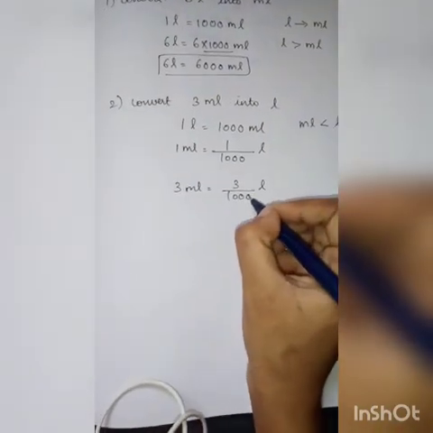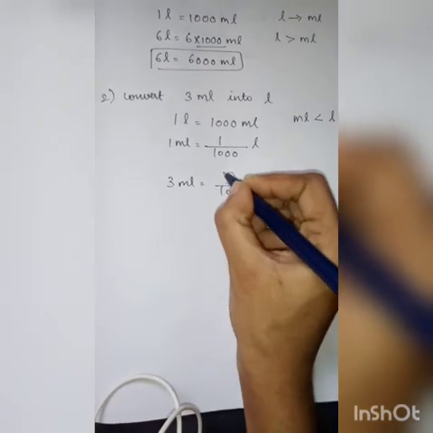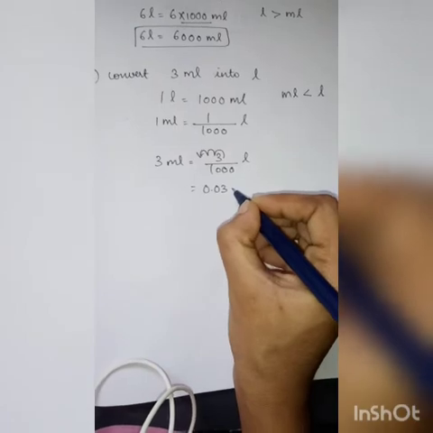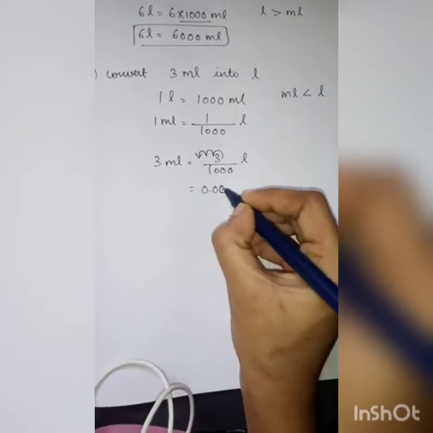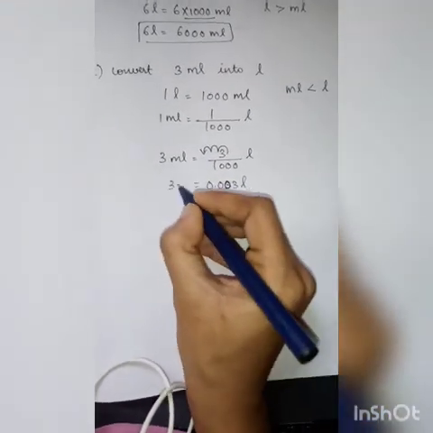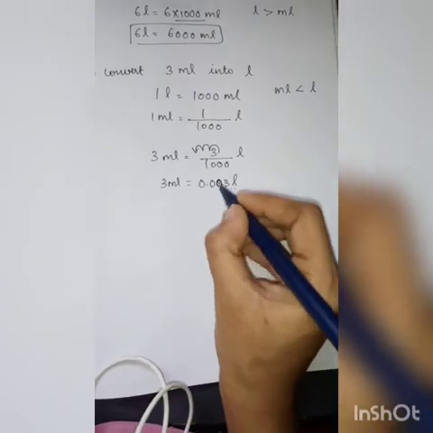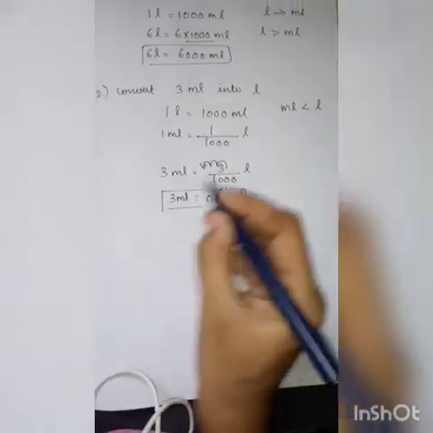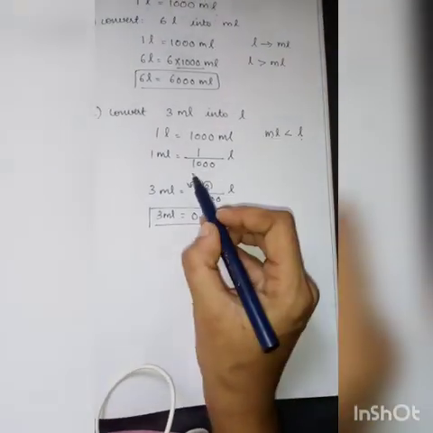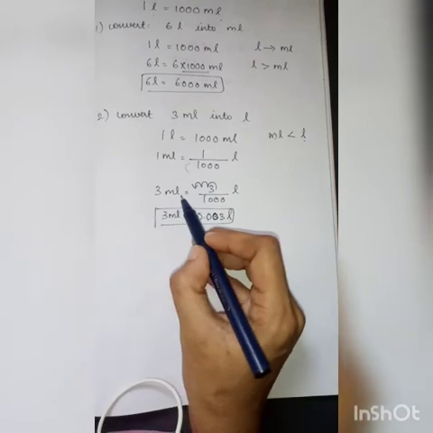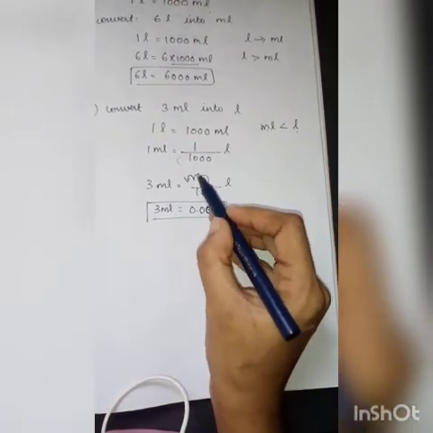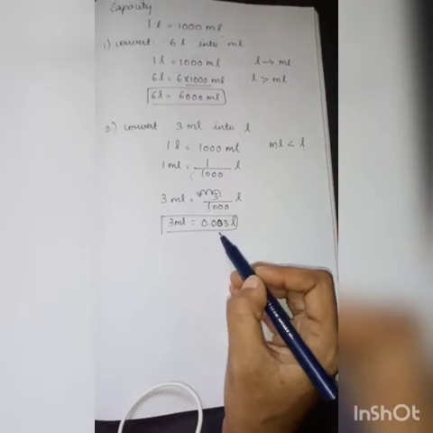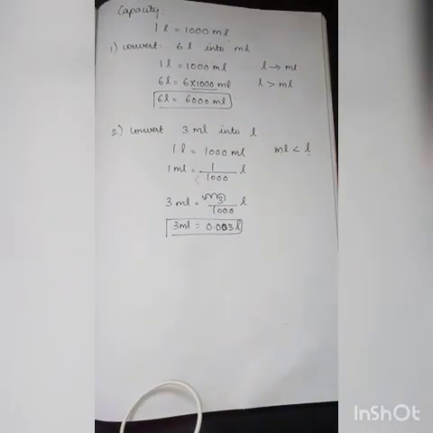So how many digits you have to shift? 1, 2, 3. So 0.03 liters. Because 3 digits, 1, 2, 3, you are going to convert to 0.003 liters. Here we are going to convert from milliliter to liter, so divide by 1000. So 3 milliliter is equal to 3 by 1000. 1, 2, 3, you are going to convert. So 0.003 liters. Understood how to convert it?